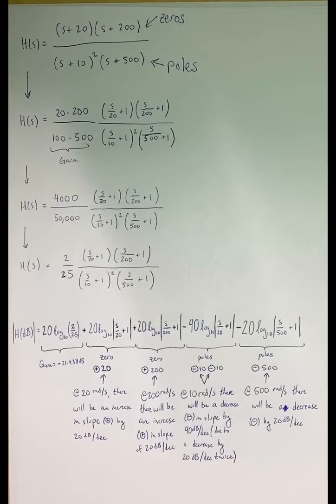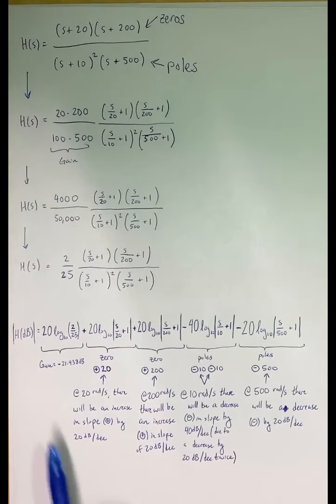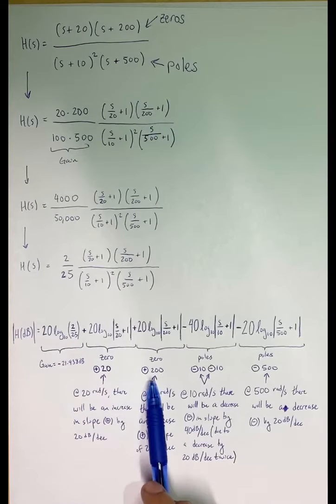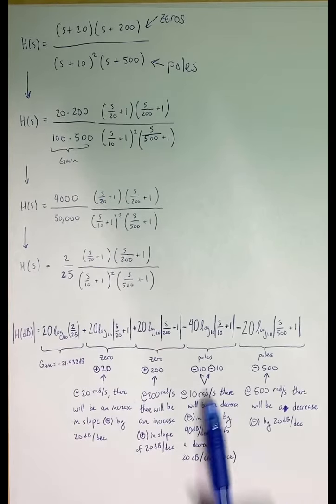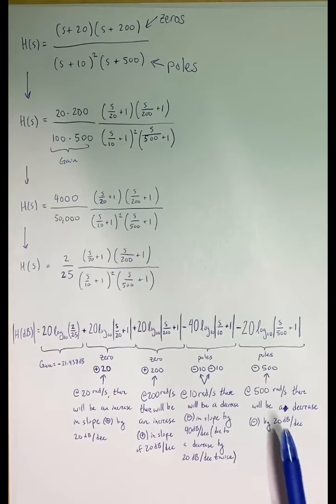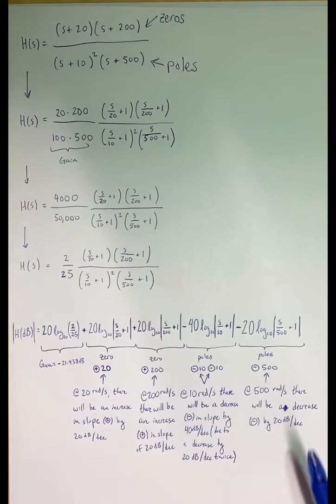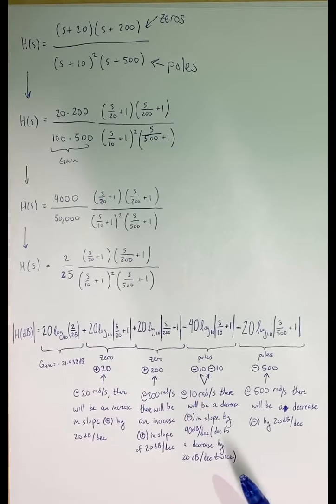Shown below is just a summary of what was just stated, so you can play or pause it at your own convenience. The first term is the gain, and then in the notation I've used, the plus indicates an increase in slope of 20 decibels per decade, and the negative indicates a decrease in slope of 20 decibels per decade, while the number itself indicates where that change will occur in terms of radians per second.